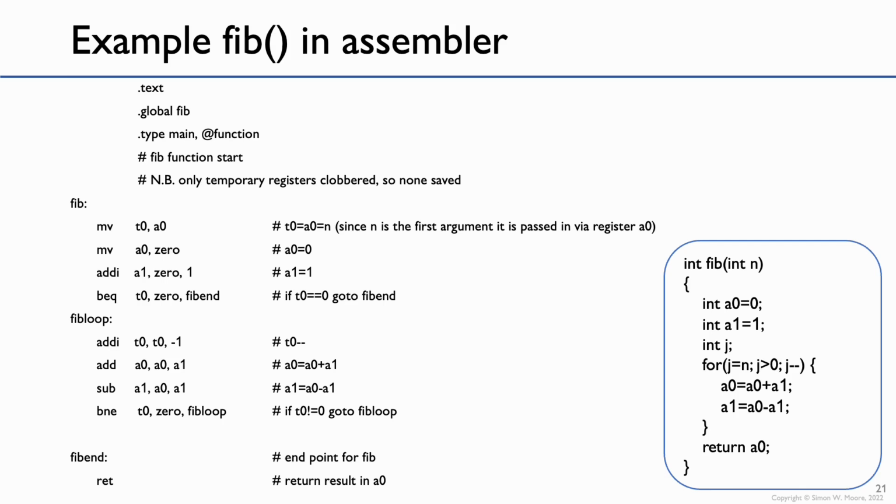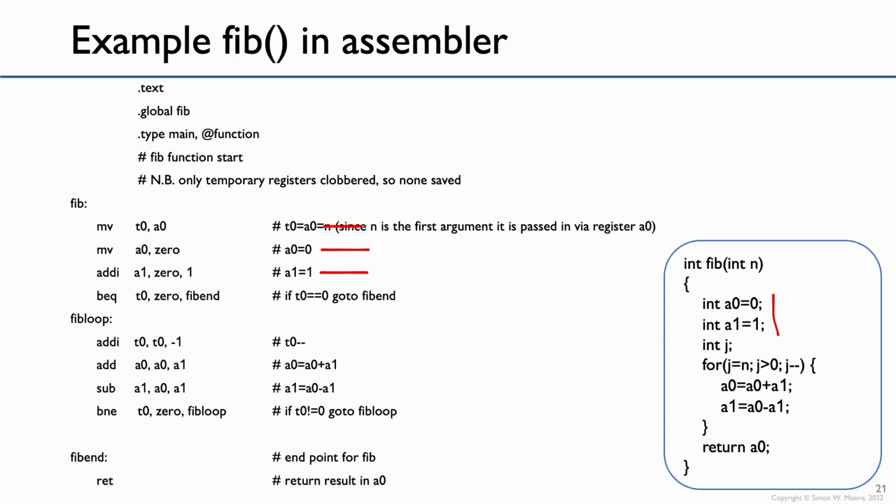If we actually have a look at the fib code, that's a move instruction, and here we're moving A0, the value n that is passed in as an argument register, into the temporary. A0 is then set to 0, and we set A1 to be 1. These correspond to the initialization that we have over here.